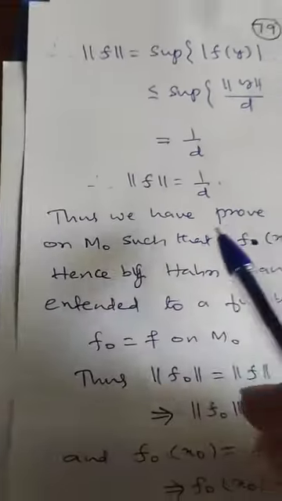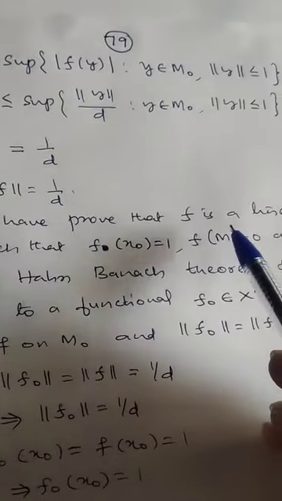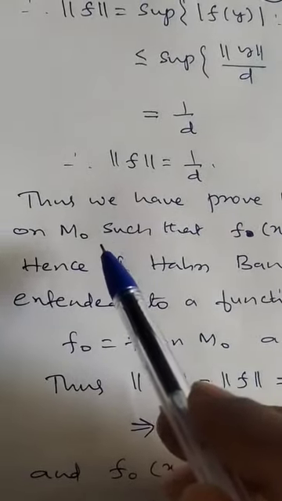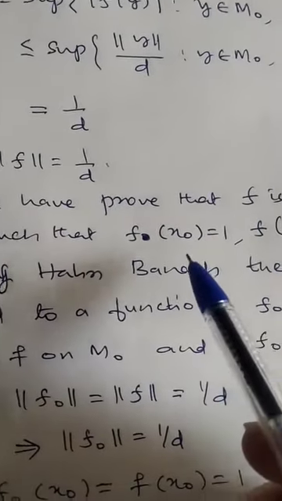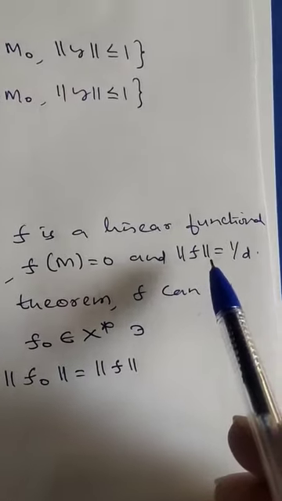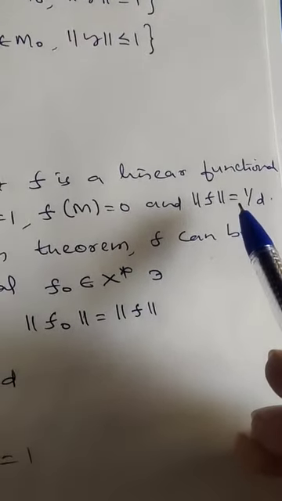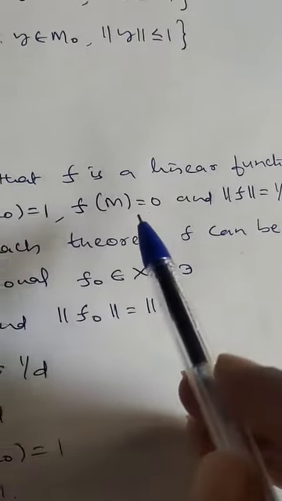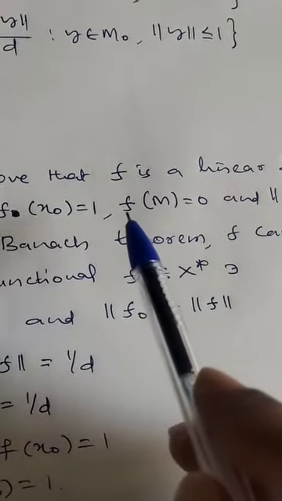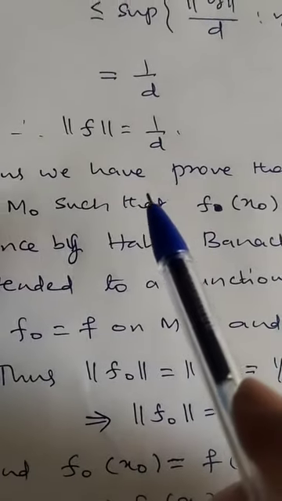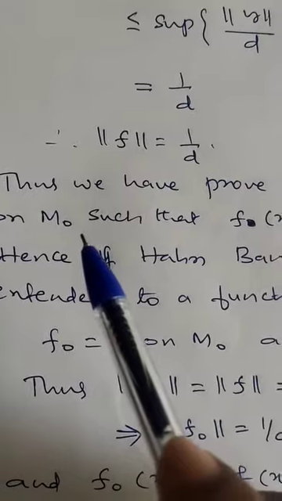Thus, look here, we have proved that f is a linear functional on the subspace M naught such that f of x naught is 1, f of M is 0, and the norm of f is equal to 1 by d. This means we have proved that there exists a function which satisfies the required condition in the theorem for the subspace M naught.